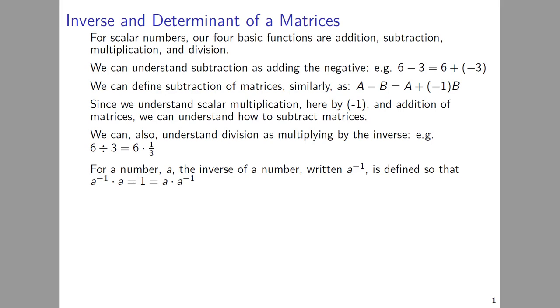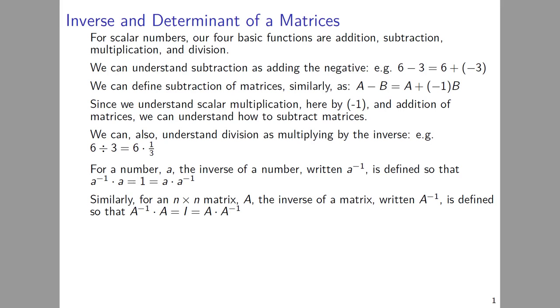We will use this idea to define the inverse of a matrix, but instead of the number 1, we will use the identity matrix I. Similar to our notion above, for an n by n matrix A, the inverse of a matrix, written as A to the negative 1, is defined as A inverse times A equal to the identity matrix I, which is equal to A times A inverse.